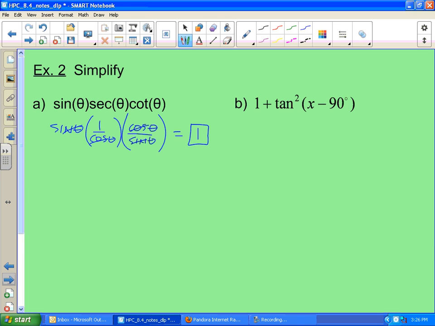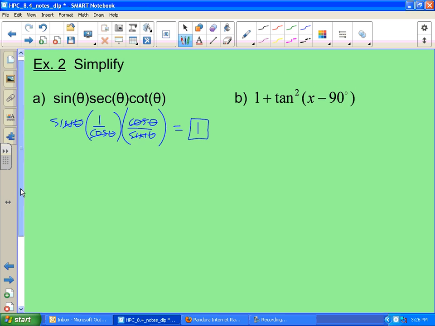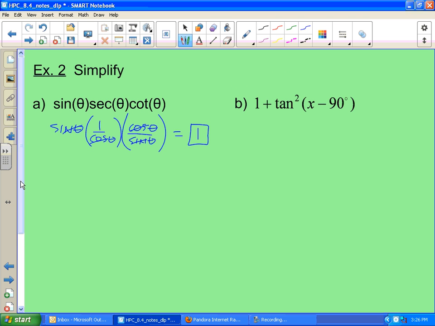Nice. What about B? All right, there are a few things that I see going on here. First of all, I see this 1 plus tan squared thing. That probably came from one of our Pythagorean identities. The other thing I see here is this angle, we'll call that whole thing theta, which is an x minus 90 degrees, and that reminds me of our complementary or co-function relationships. So I want to be thinking about that now as we solve this problem.